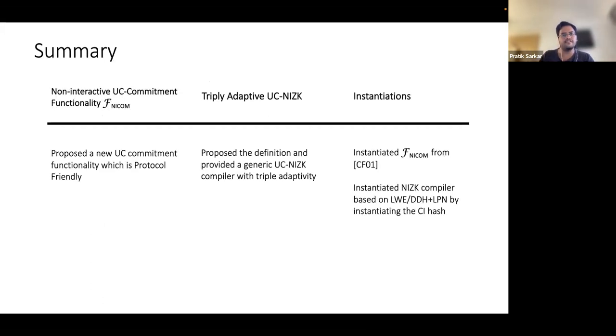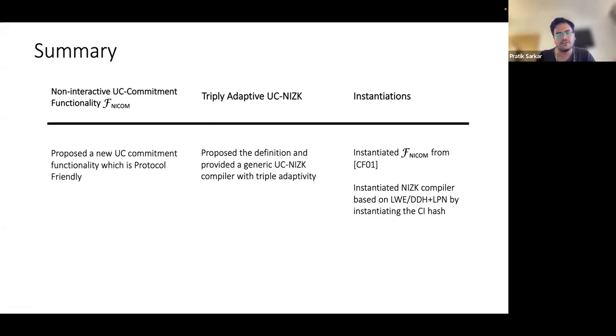So to finally summarize our result, we proposed a new commitment functionality, which is more protocol friendly, and it has use cases beyond just NIZK. It can be useful for generic MPC. Then we proposed the definition and provided a generic compiler for adaptive NIZK with triple adaptivity. Then we instantiated the FNICOM from CF01, and we instantiated our NIZK compiler based on LWE or DDH plus LPN by instantiating the underlying CI hash. So if you can obtain more instantiations of CI hash, then you can obtain more instantiations of our NIZK compiler.